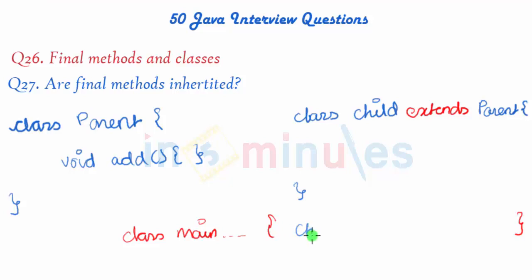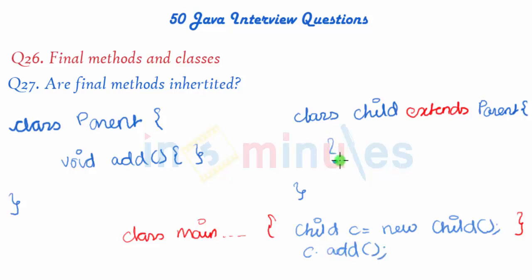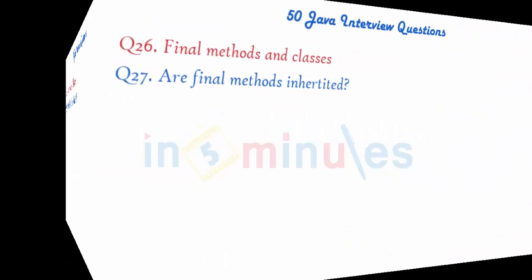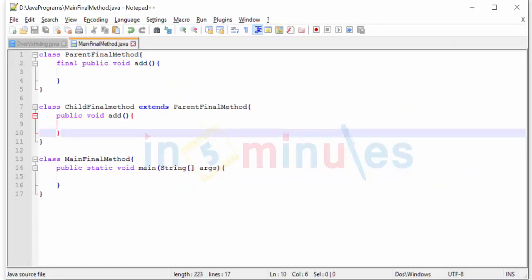I will have child c is equal to new child. And by doing so, if I try to access c.add, which is absent over here, but present in the parent class, and I have made sure that child extends parent. If I try to do this, and if the add method is executed, then I can say that this particular method was inherited. So now let's come back to our question. Are final methods inherited? Let's find out.